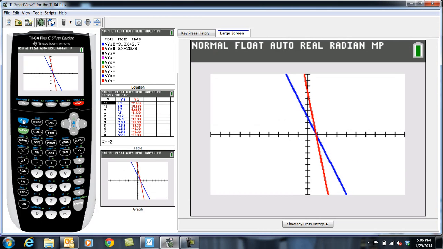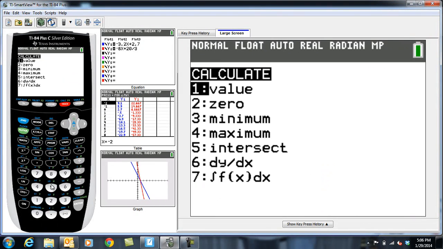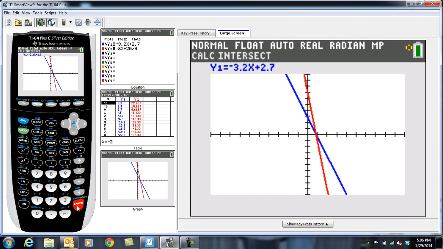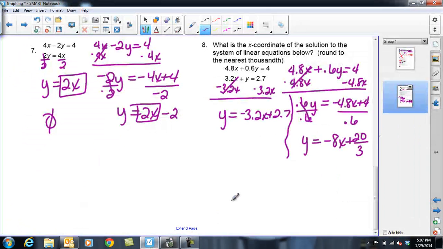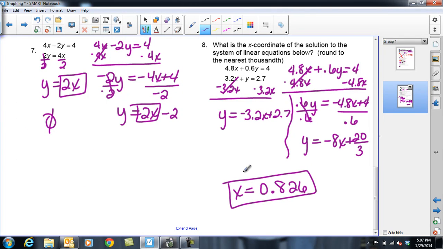That's good. So we're going to go to second trace, option number 5, and hit enter 3 times. 1, 2, 3. And you will see that my answers, like I said, are these decimals. Because it asked me to round to the nearest thousandth, that probably meant that that was going to happen. So all they want is the x value, which is right here, and they want it to 3 decimal places. That means I got to go to the 4th number after the decimal to determine if I should round up or stay the same. That 3 says stay the same, so my x value is 0.826. That is your x value for the solution.